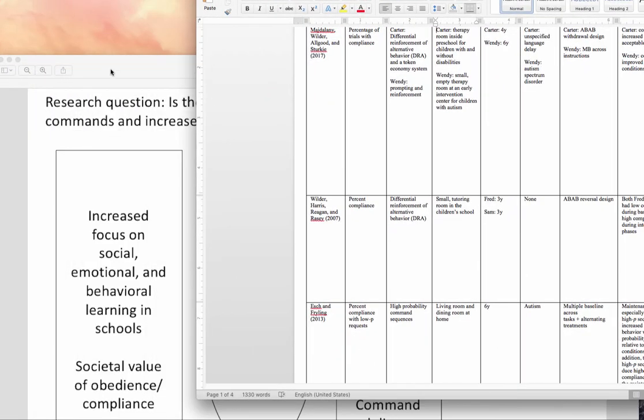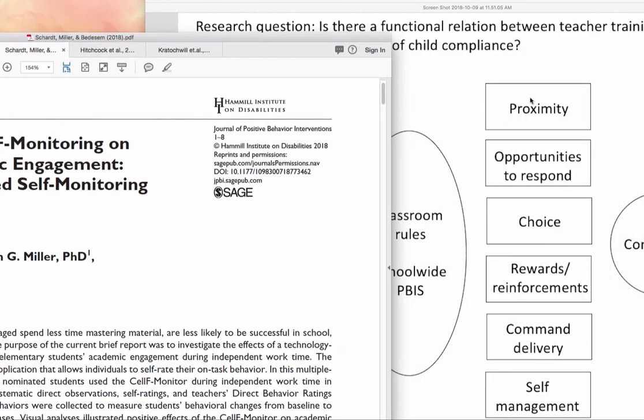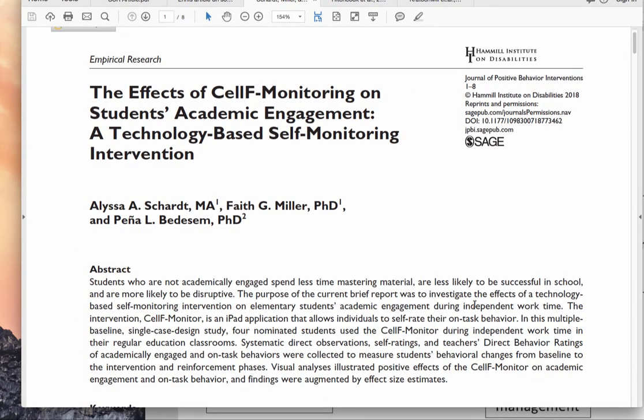And the independent variable, or what would go in one of these boxes, is self-monitoring. All right, so that's the independent variable that we chose to focus on. So the dependent variable, or the behavior that we wanted to change, was academic engagement. And the way we wanted to change it was by using self-monitoring.